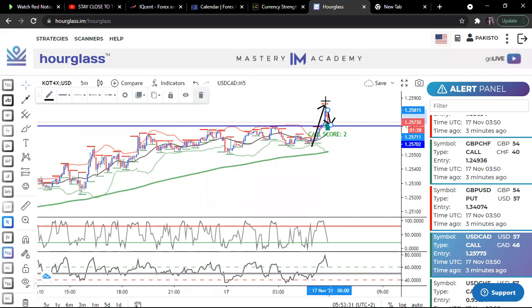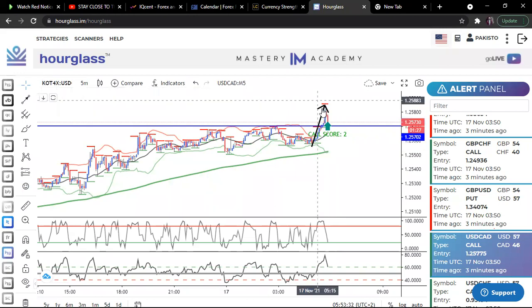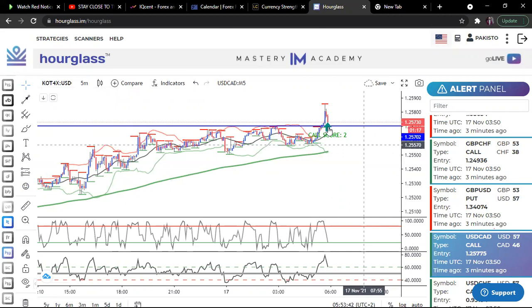So let's all go to USD CAD. We're looking for a call on USD CAD. We're just going to wait for the market to push back down into those levels. It is making a nice push down, so we might anticipate a reversal soon.